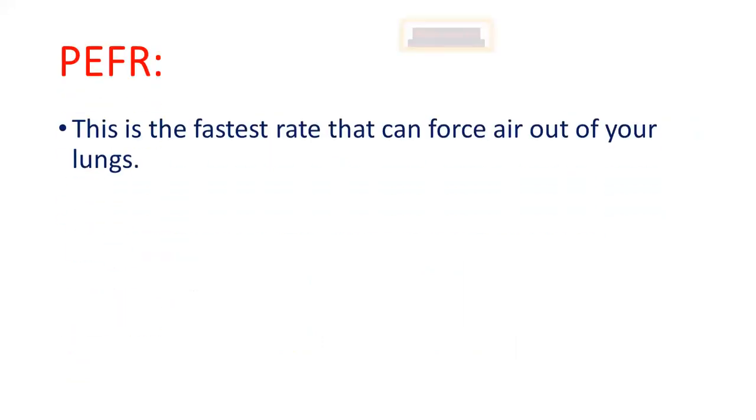Peak expiratory flow rate. This is measured by a peak flow meter, a small instrument which is present in our ward and OPD. Sometimes we use it and sometimes we give it to the patient, and he or she will record the peak expiratory flow rate at home during morning and night, and will come after 2 weeks. This instrument or this test can be used for the confirmation of asthma as well. This is the fastest rate at which you can force air out of your lungs.